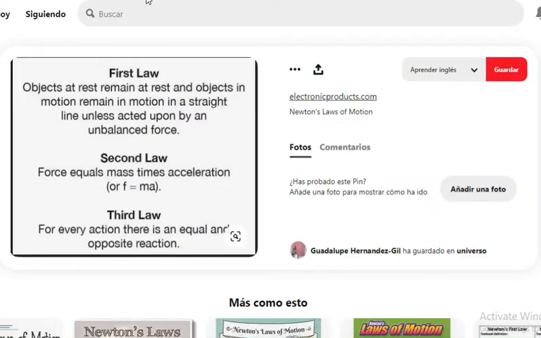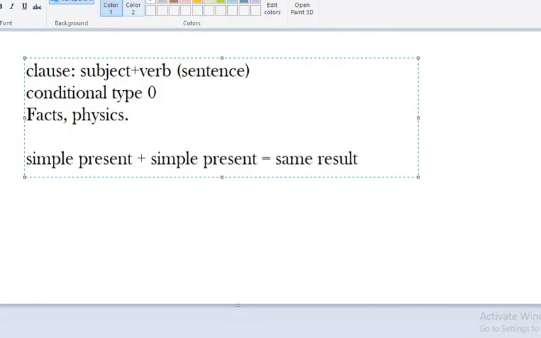Okay, the first condition, or sorry, the zero conditional refers to any matter, facts, things that are related to physics or behaviors. For example, if I don't eat, I don't feel well. So the conditional type zero represents two clauses. But first, what is a clause? This is what the zero conditional represents: facts and physics. For example, you can express behavior too. We forgot mentioning behavior.